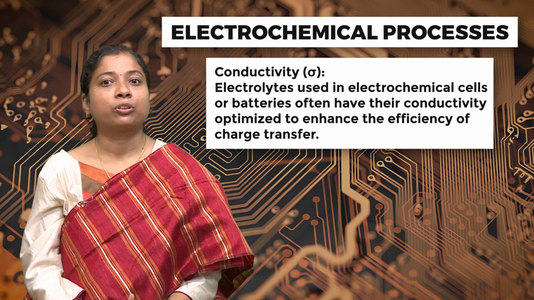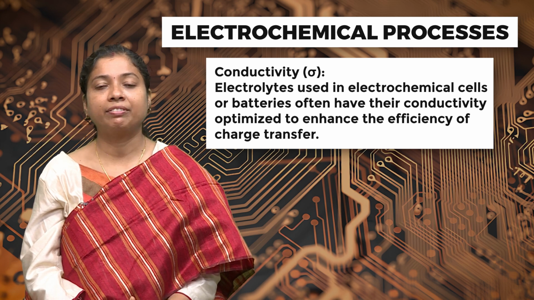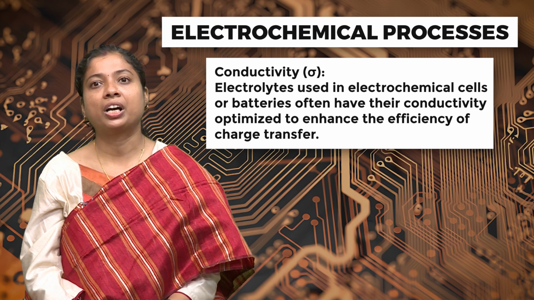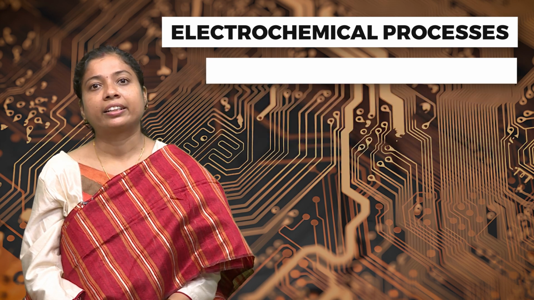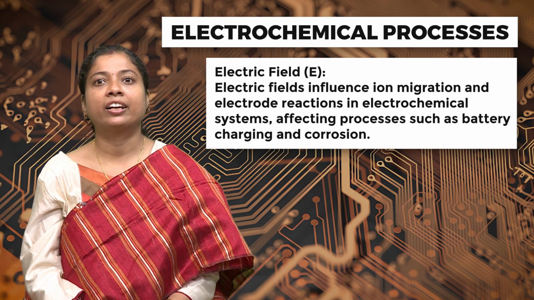Conductivity: electrodes used in electrochemical cells or batteries often have their conductivity optimized to enhance the efficiency of charge transfer. Electric field: electric fields influence ion migration and electrode reactions in electrochemical systems, affecting processes such as battery charging and corrosion.